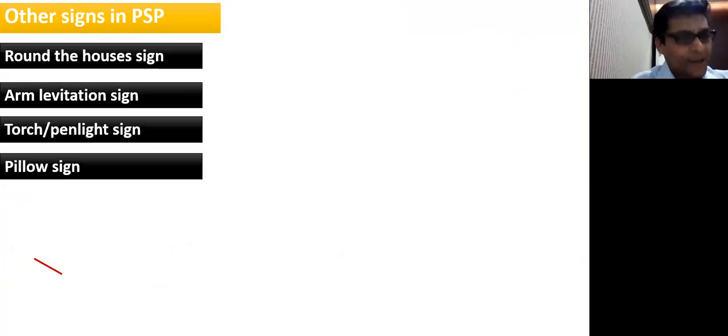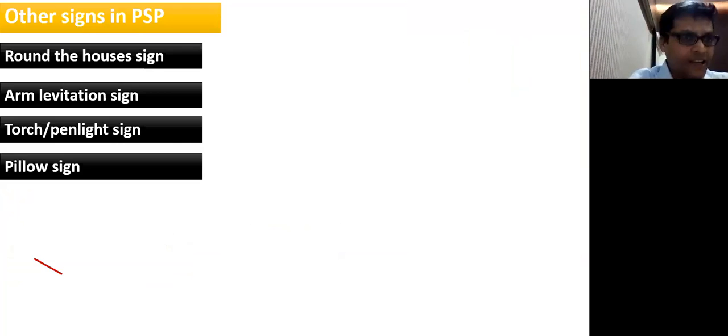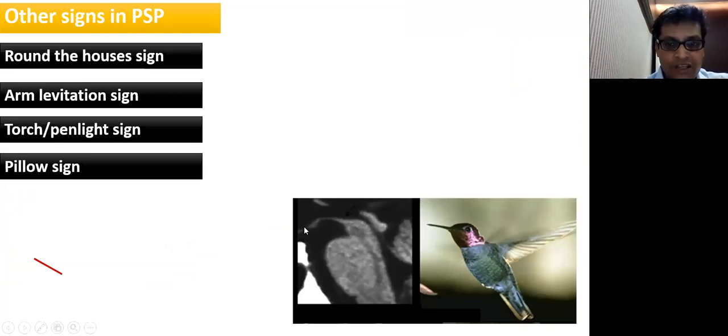The other signs described in PSP are round the houses sign, arm levitation sign we already saw, and pillow sign. We'll see all these signs. On imaging, typically you see atrophy of the midbrain tegmentum, hummingbird sign. Also, in early PSP, the superior colliculus undergoes atrophy, and this quadrigeminal plate looks like a shoe.